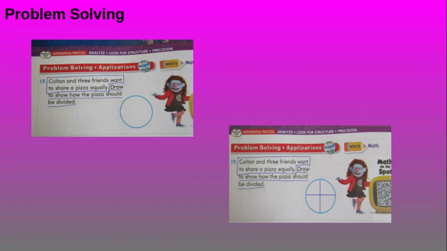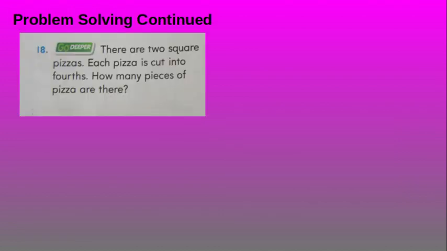All right. Let's take a look at our next problem. It says there are 2 square pizzas. Each pizza is cut into fourths. How many pieces of pizza are there? Let's read that one more time. There are 2 square pizzas. Each pizza is cut into fourths. How many pieces of pizza are there? Were you kind of envisioning in your head the 2 square pizzas chopped into 4 slices?